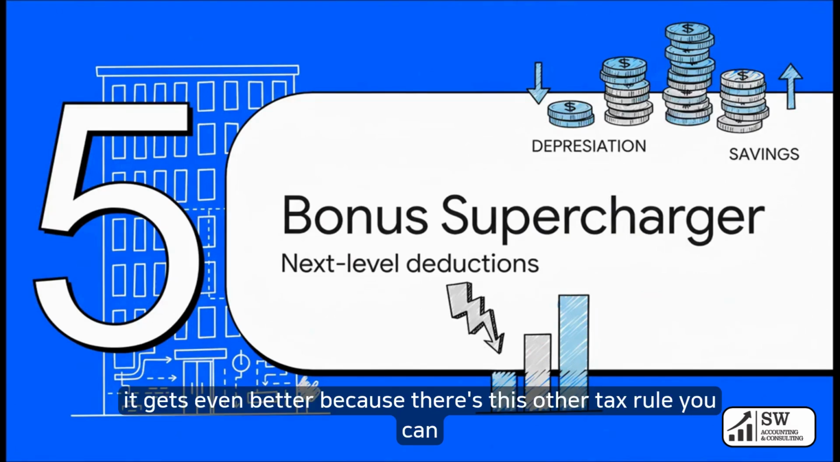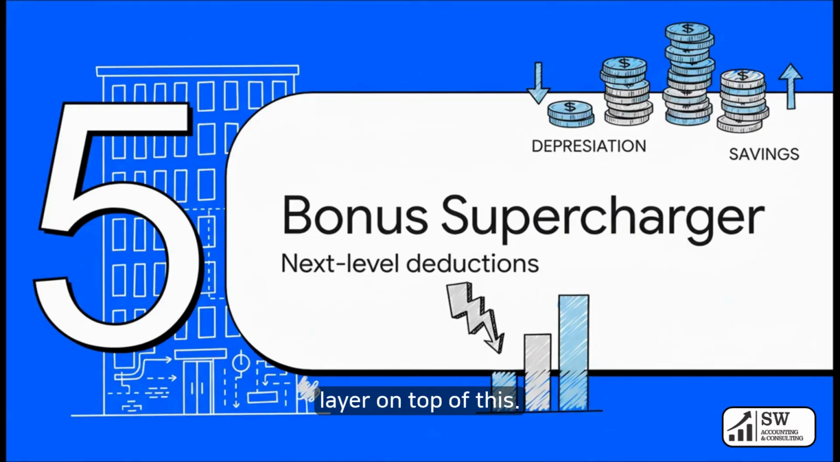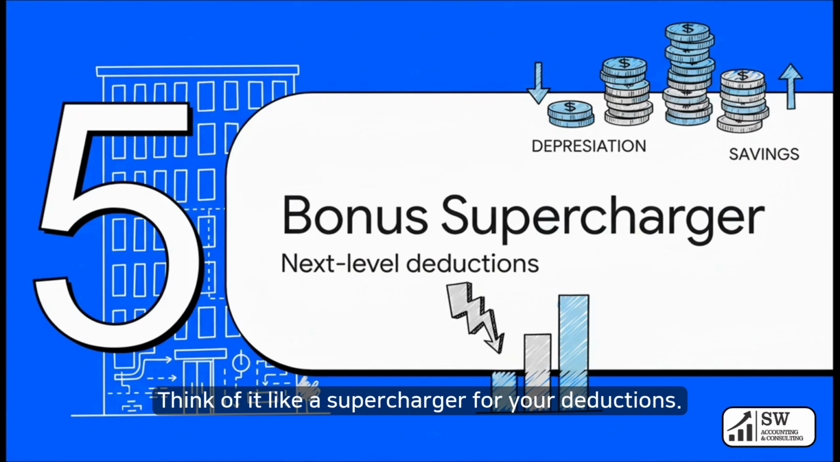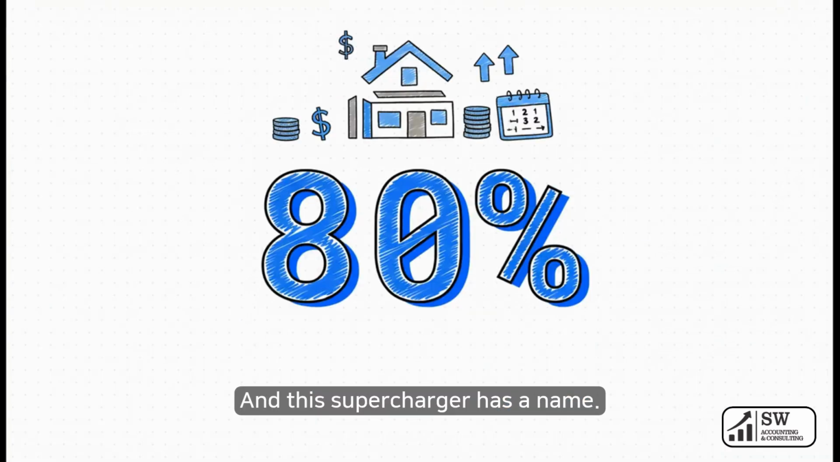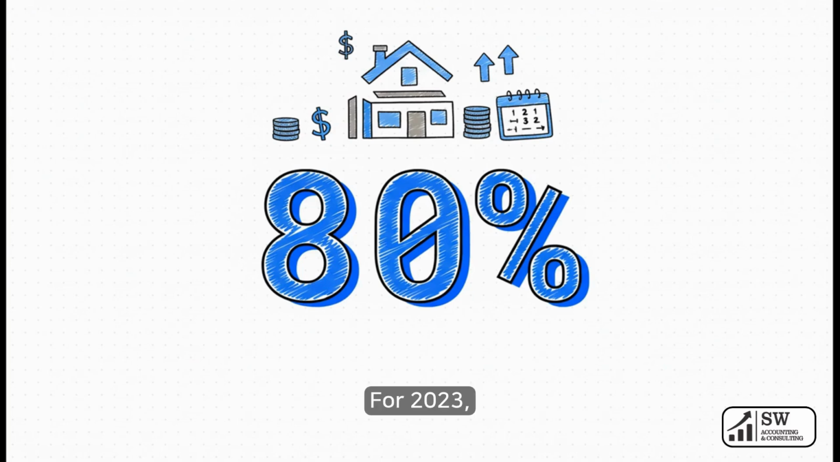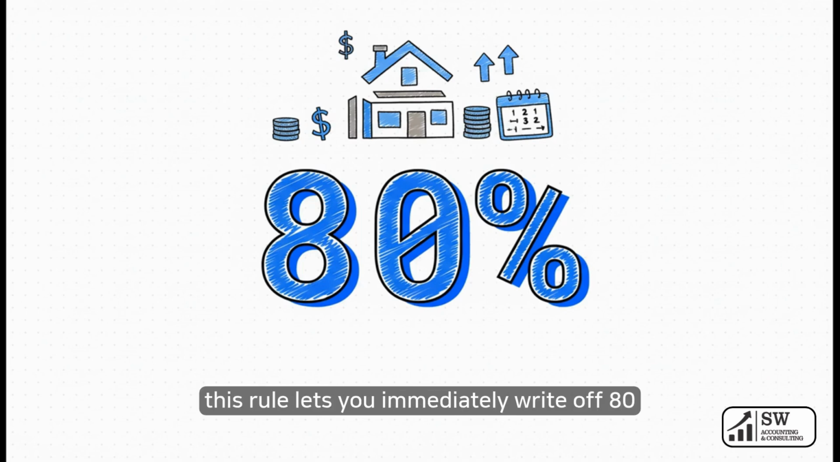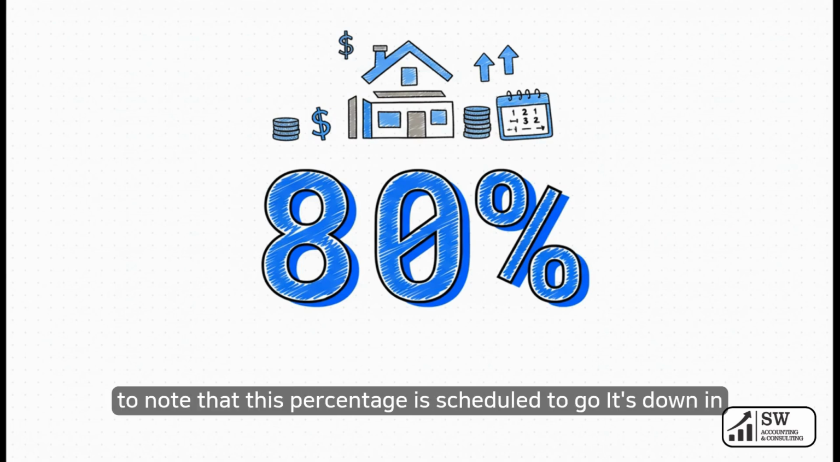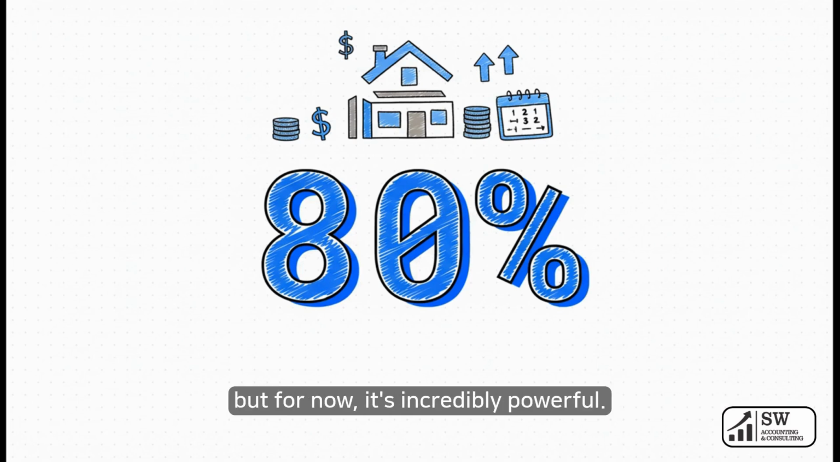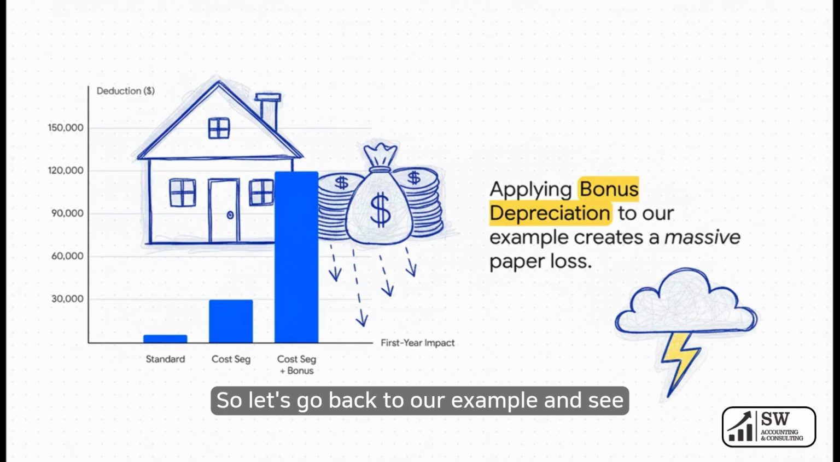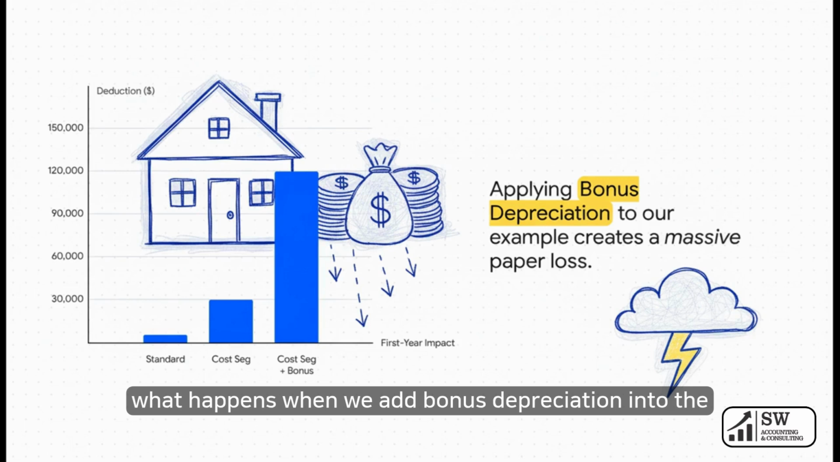But hold on, it gets even better, because there's this other tax rule you can layer on top of this. Think of it like a supercharger for your deductions. And this supercharger has a name. It's called bonus depreciation. For 2023, this rule lets you immediately write off 80% of the cost of all those short-life assets we just identified. It's just a huge upfront deduction. It is important to note that this percentage is scheduled to go down in the coming years, but for now, it's incredibly powerful.